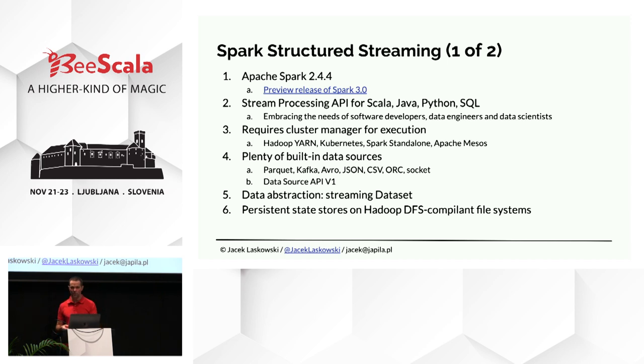And persistent state store, which is different from Kafka Streams, which uses RocksDB for persistent state store. Spark Structured Streaming uses HDFS or a Hadoop DFS compliant file system like S3 or HDFS itself for snapshotting state, for write ahead logs, or for state in general. So you have to have something that's available from multiple threads, shared, like Amazon S3 or HDFS. Any questions about this? Okay, good.